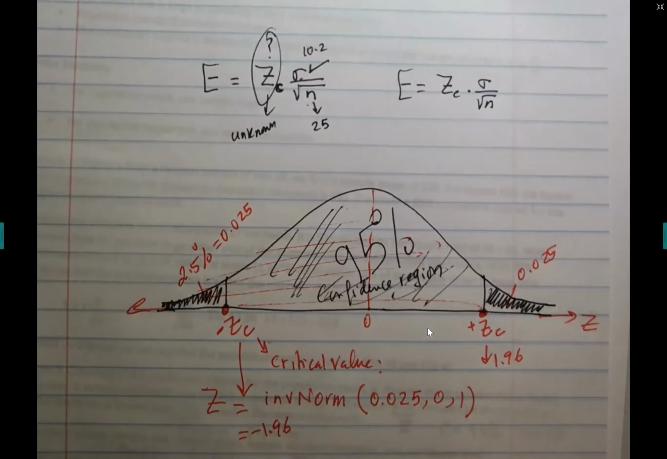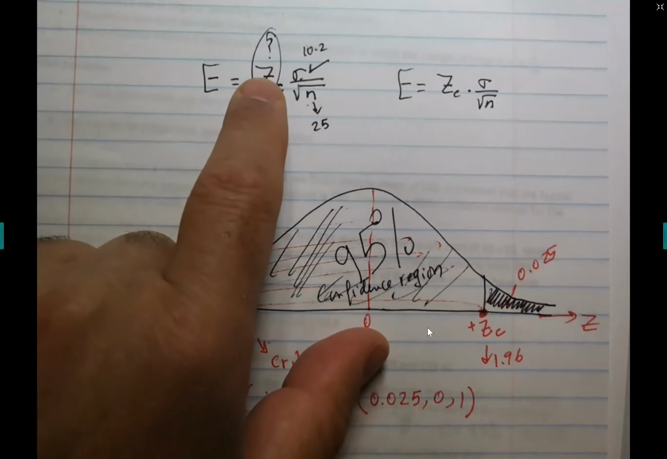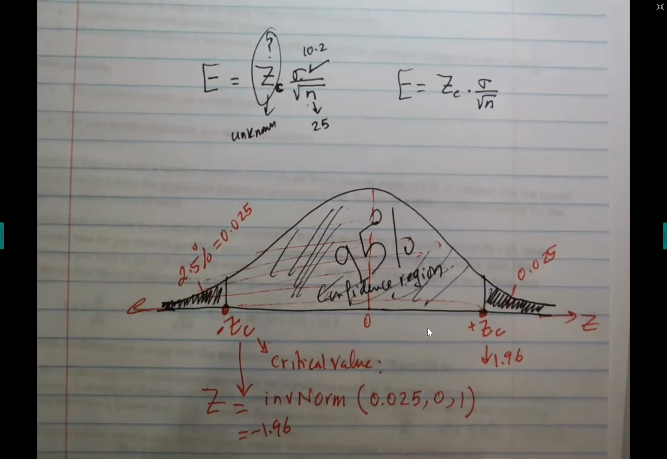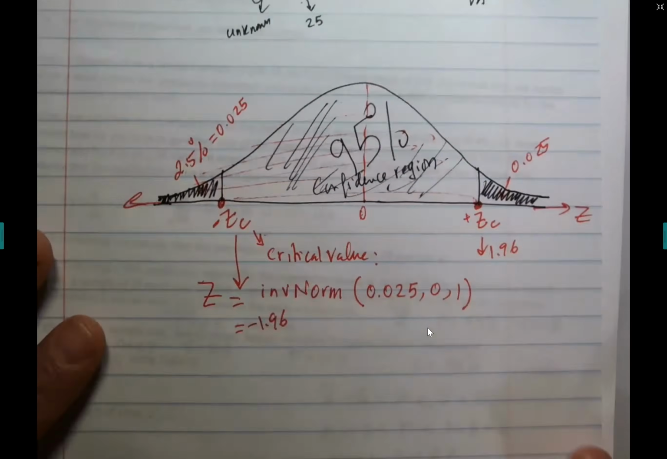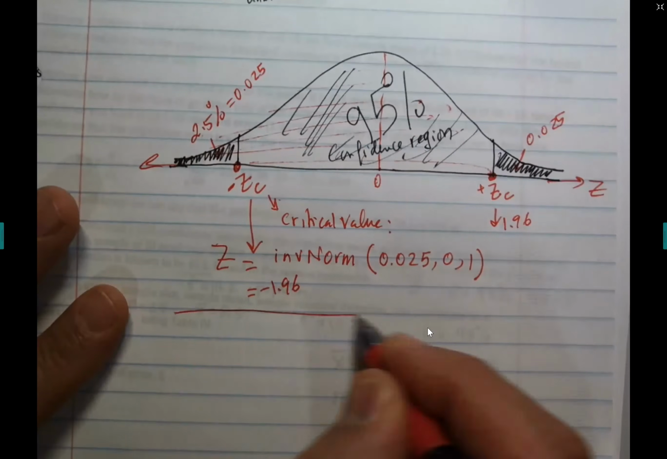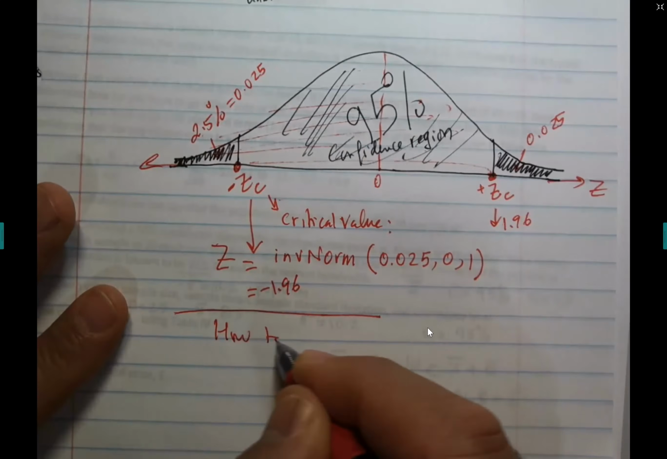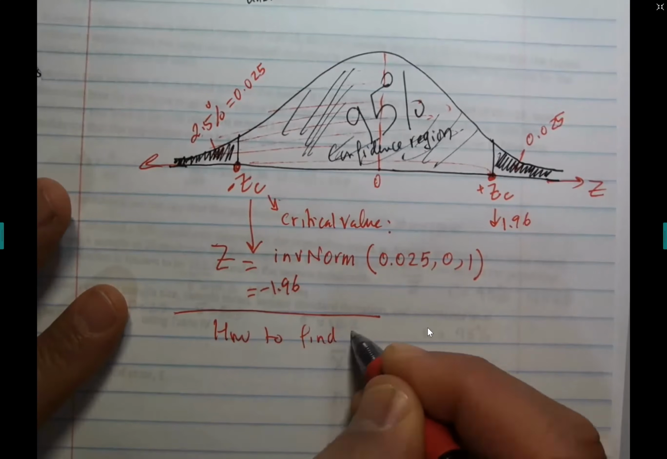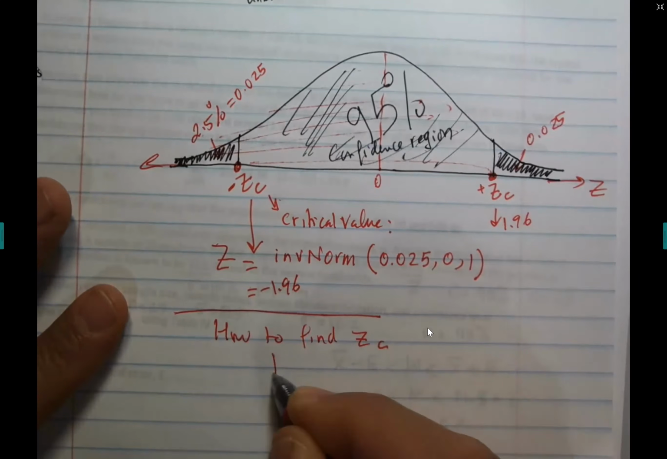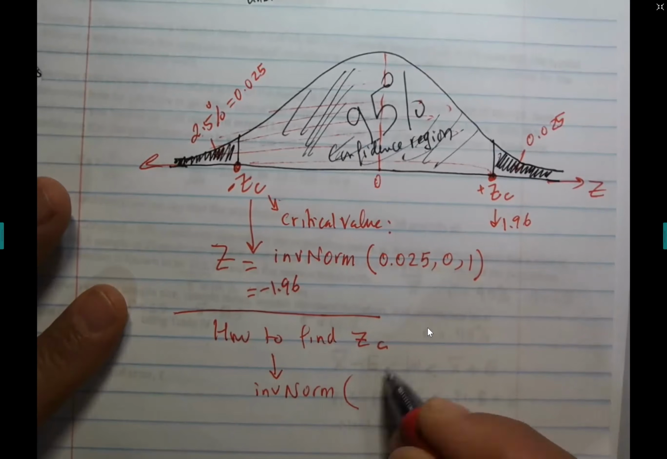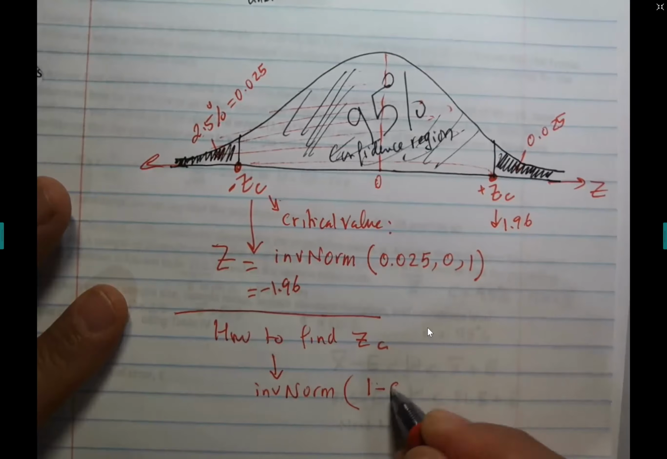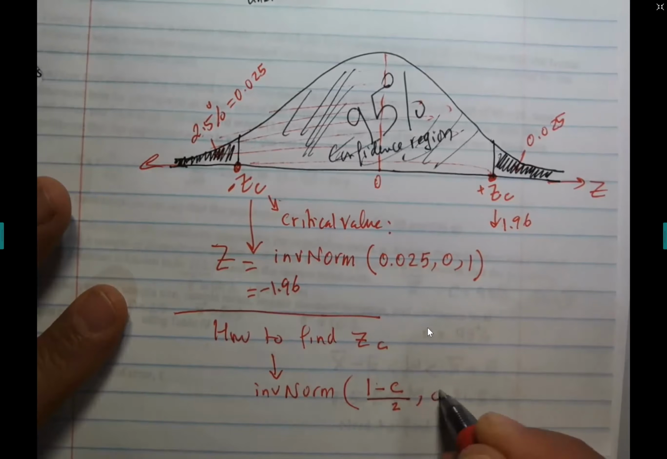So in summary, guys, I'm going to show you a shortcut and how to find those Z critical values, ZC values, and plug them into E by doing the following. Please pay attention. Here's what you do. How to find ZC. You go to inverse norm and you do 1 minus C divided by 2, comma 0, comma 1.